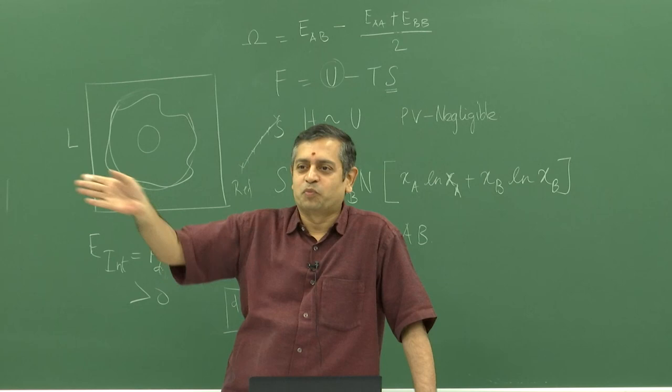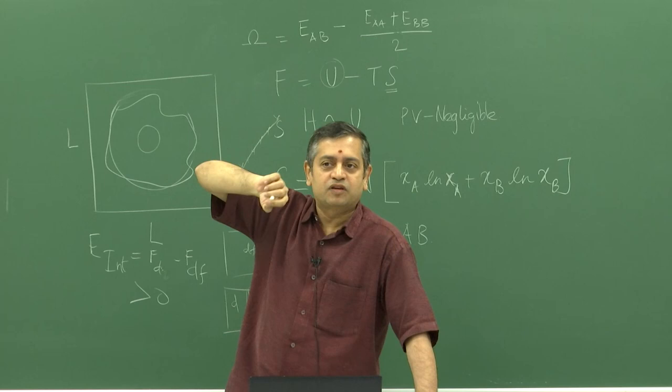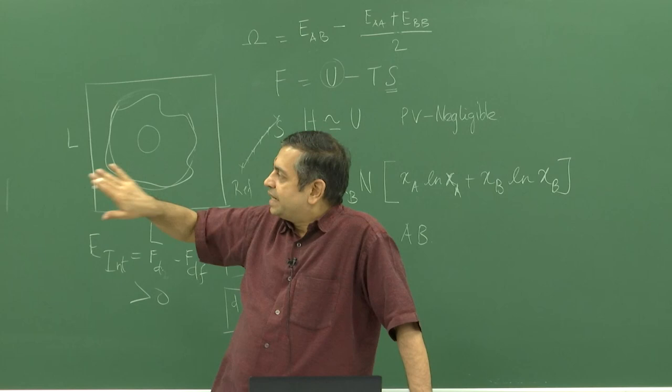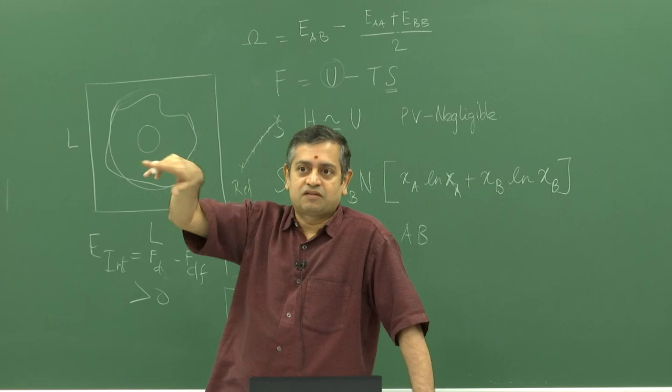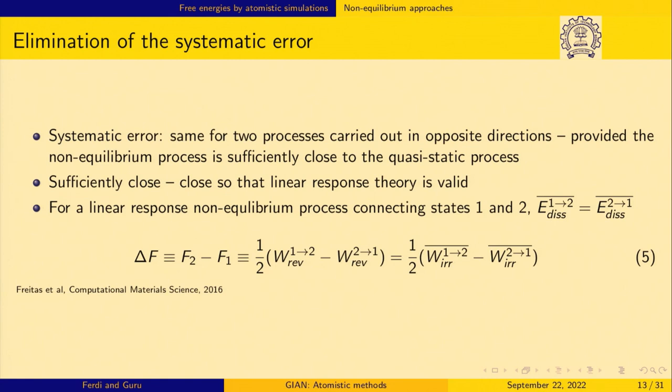So for a linear response non-equilibrium process connecting states 1 and 2, the dissipation in one direction is exactly equal to the dissipation in the other direction. Which means if you choose such a non-equilibrium path and calculate the irreversible work, the difference you take, that dissipation and that dissipation, they are equal, so they get cancelled. So the difference should be equal to the reversible work, which should then be equal to the free energy difference. This is basically the idea behind the non-equilibrium methods of calculating free energies.